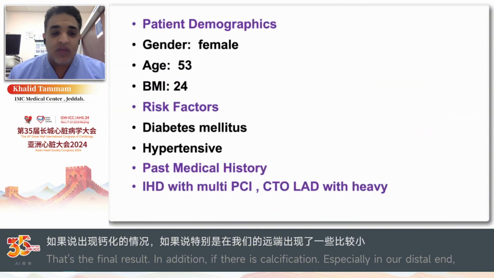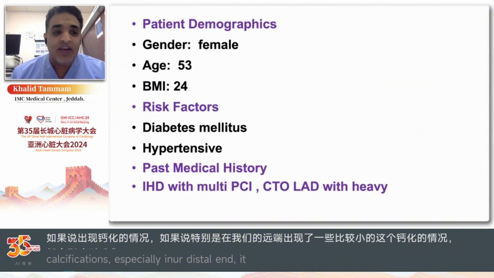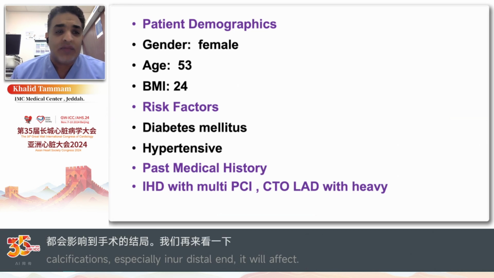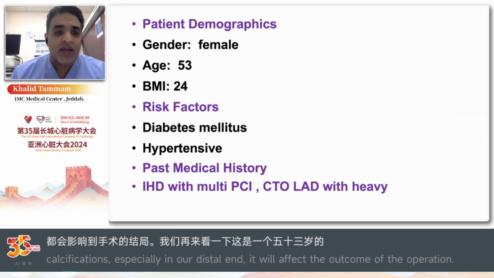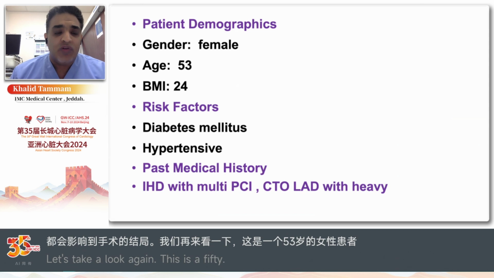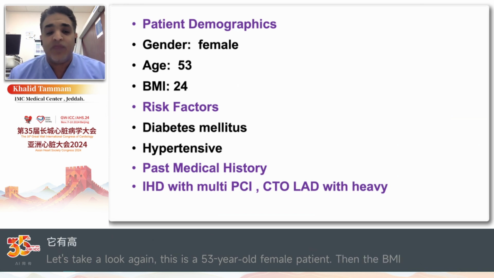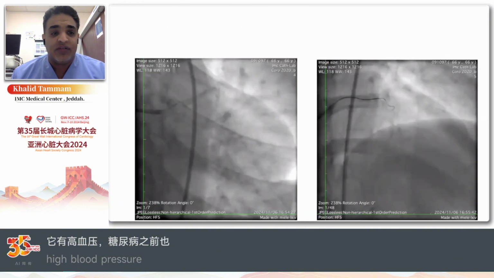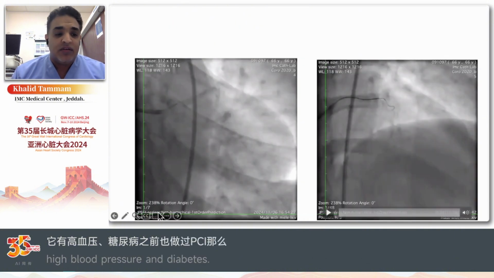I will give you a quick example of a female lady, 53 years old, with a body mass index of 24, risk factors of diabetes and hypertension. She had multiple PCIs with multiple stent failures because of very heavy calcification.